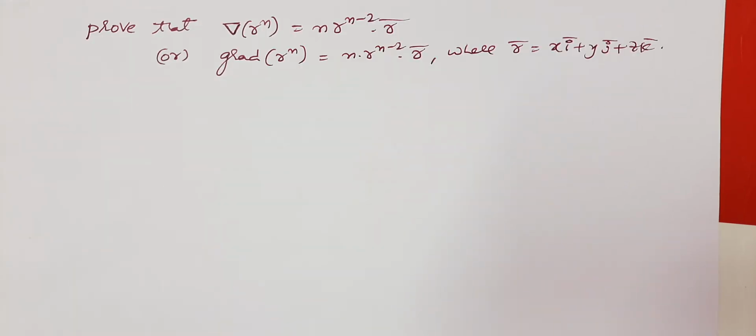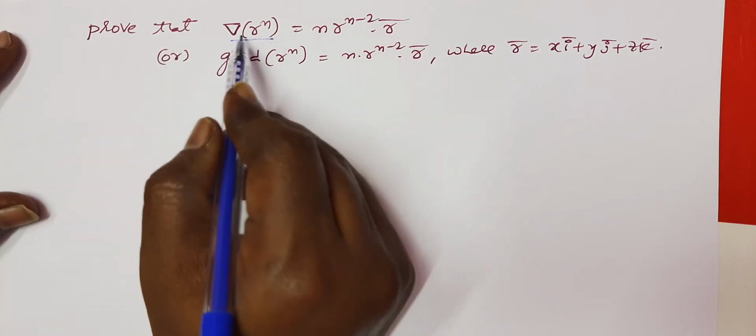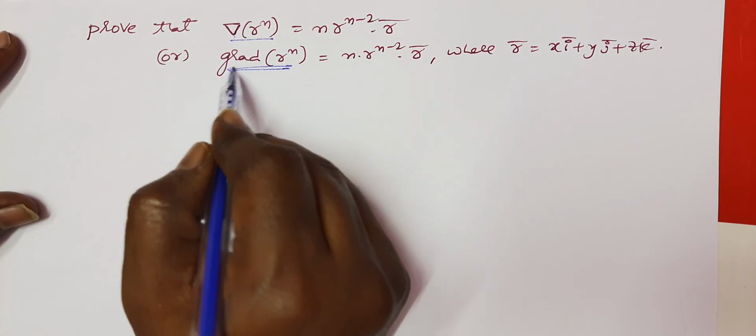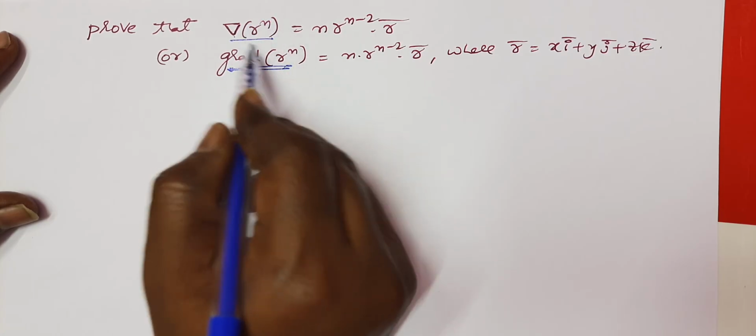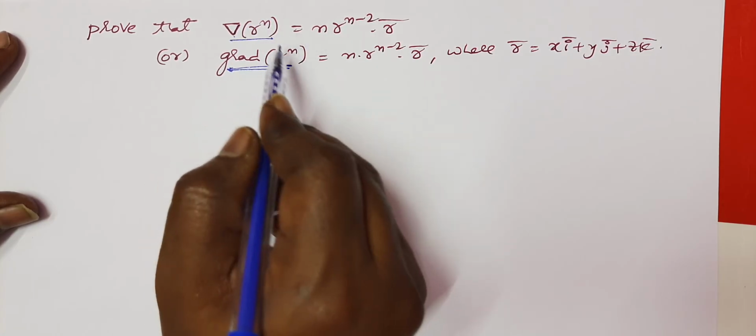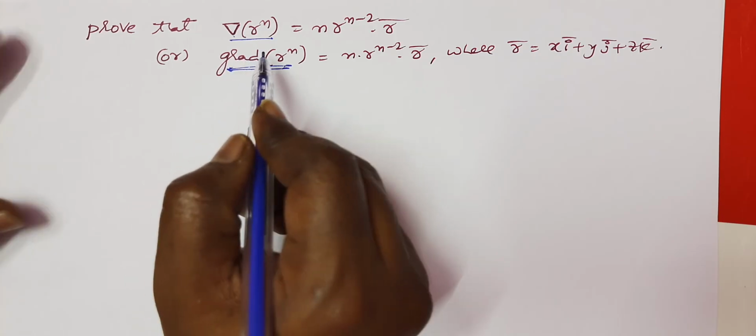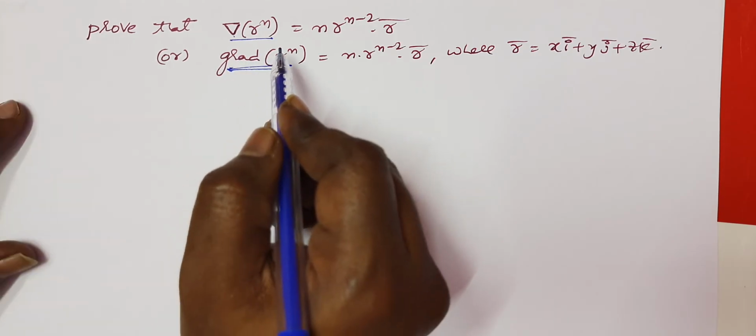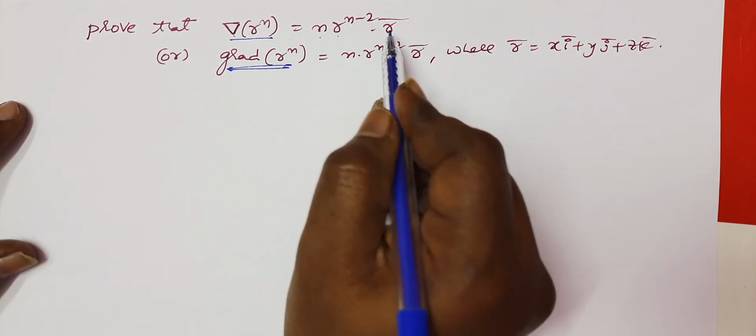Sometimes a problem on the position vector is given to you, and it asks for the gradient of a function which is in terms of r. Prove that del of r power n, also known as the gradient of r power n because r power n is a scalar (if you apply del to a scalar, it becomes a gradient), is equal to n into r power n minus 2 into r bar.